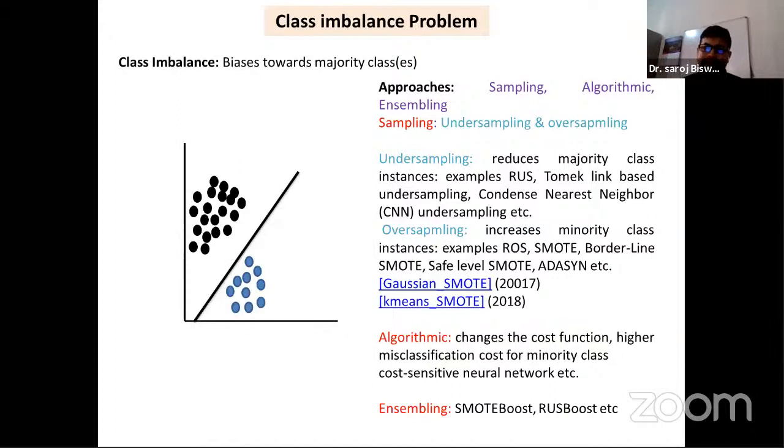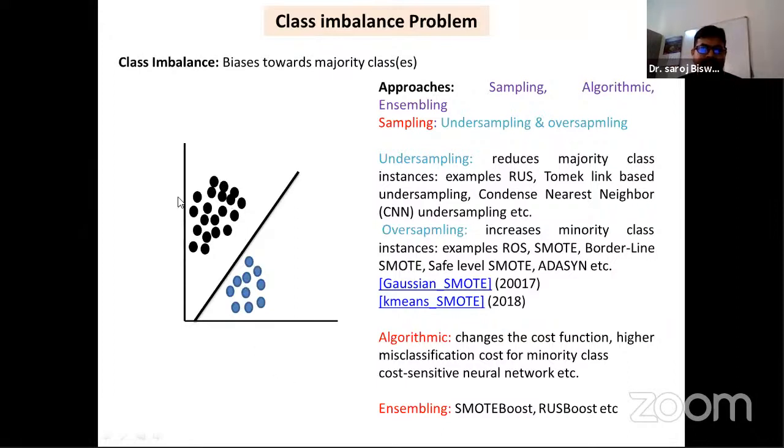Now, based on increase and decrease, the sampling approach can be categorized into two categories. One is called undersampling and the second one is called oversampling. These are the techniques now. So what is undersampling actually? Undersampling reduces majority class instances. If you see this problem, this is the imbalance problem. Somehow we have to make it balanced.